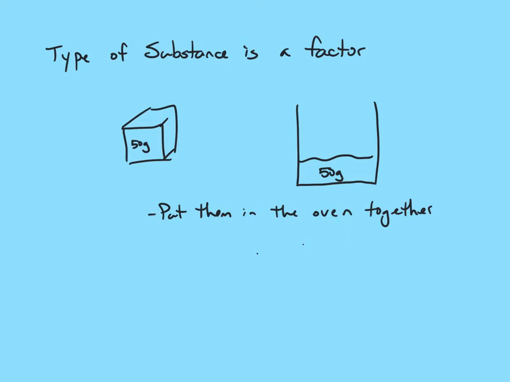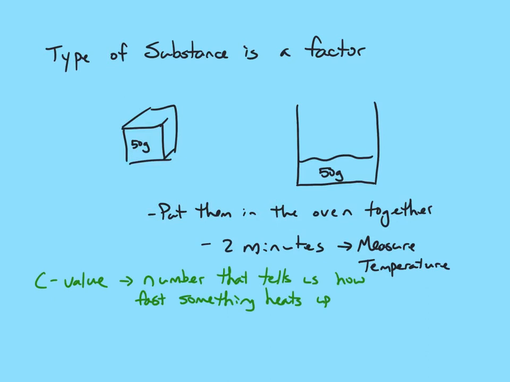So let's turn on the oven so that it's really hot and put both of them in the oven for approximately 2 minutes. Now after 2 minutes, I'm going to take them out and I'm going to measure the temperature of each one. Now they're not going to have the same temperature because they're not the same substance. You see, different substances have something called a C value, and the C value is a number that tells us how fast something heats up.